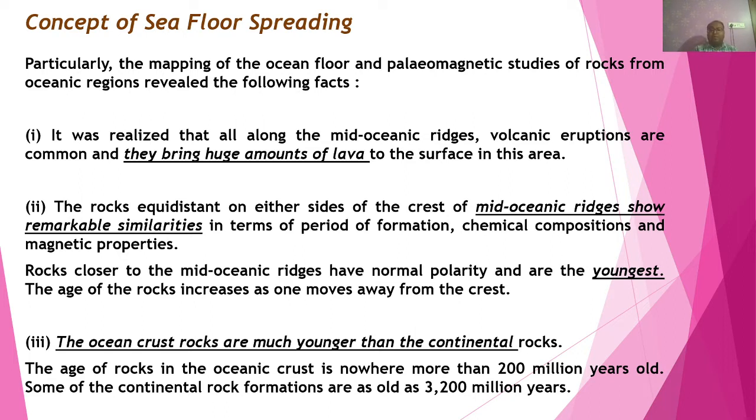The rocks equidistant on either side of the crest of a mid-oceanic ridge show remarkable similarity. That means if I consider a mid-oceanic ridge, for example the Atlantic ridge, and take Europe and Africa, and North America and South America, the rocks will show similarities in terms of period of formation, chemical composition, and magnetic properties. Rocks closer to the mid-oceanic ridge have normal polarity and are the youngest. The age of the rocks increases as one moves away from the crest.